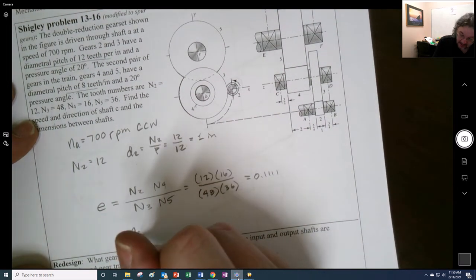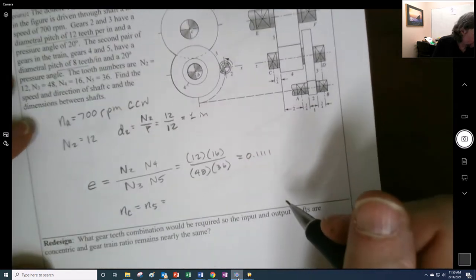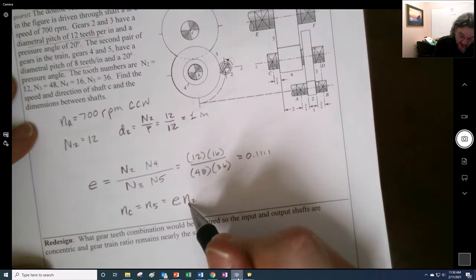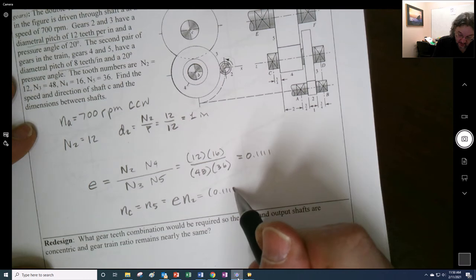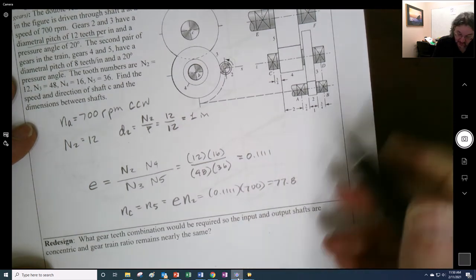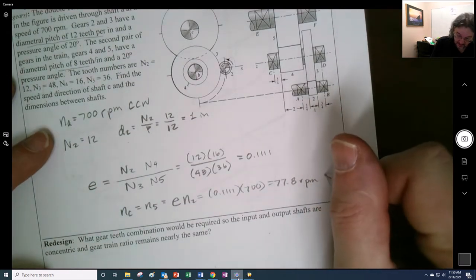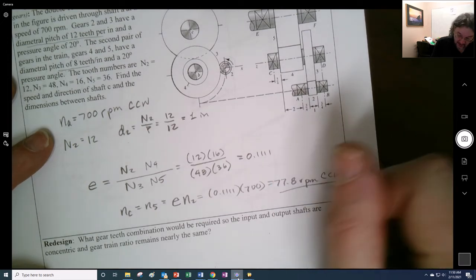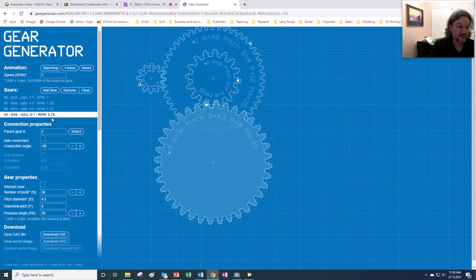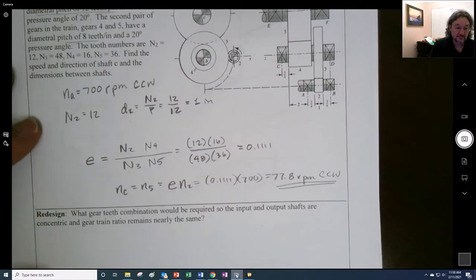So N5, the output, is going to be E times the input. So 0.1111 times our 700 gives us 77.8 RPM. Counterclockwise is the answer. So you see that actually matches up with what we found right here, right? 0.78 is the output.